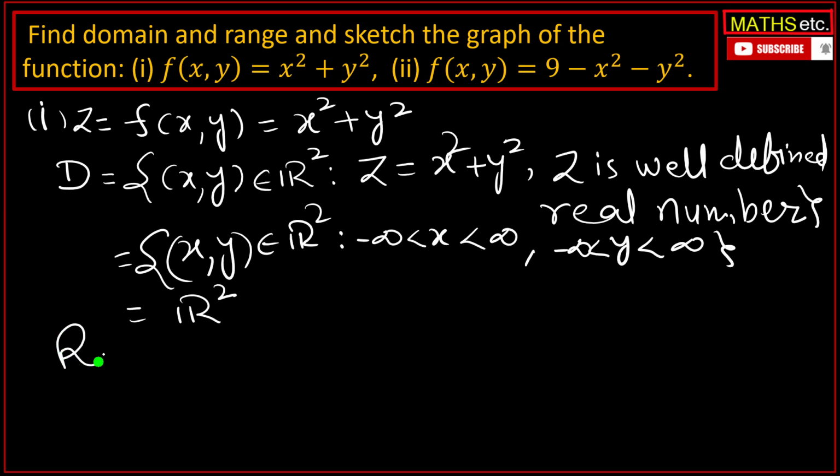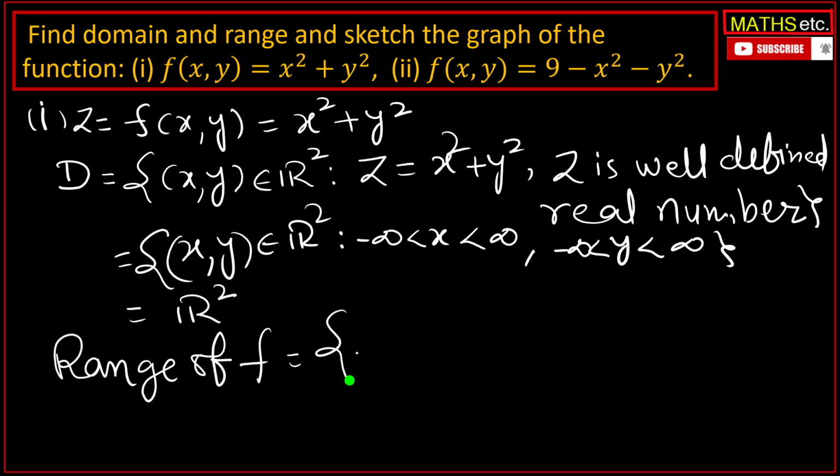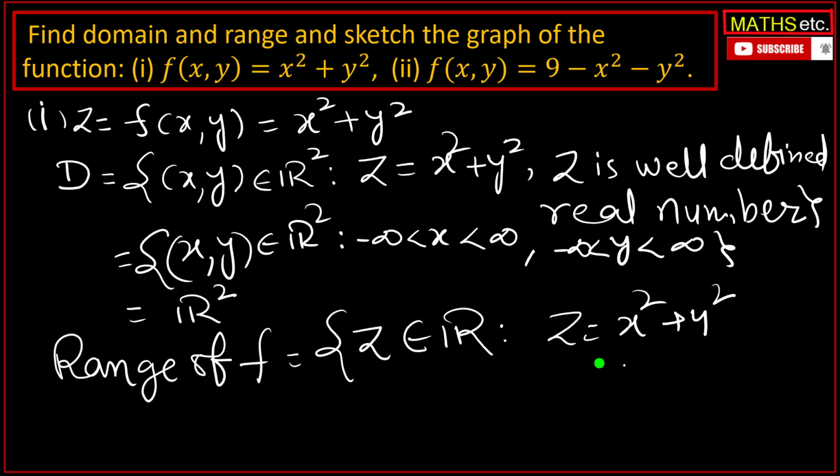Now what about the range of the function? The range of the function is the collection of all z in the one-dimensional number line such that z takes values from this rule x squared plus y squared, where x and y are in this interval. So while thinking about the z values, that is the range of the function, we should also consider that x and y can take these values from these intervals.